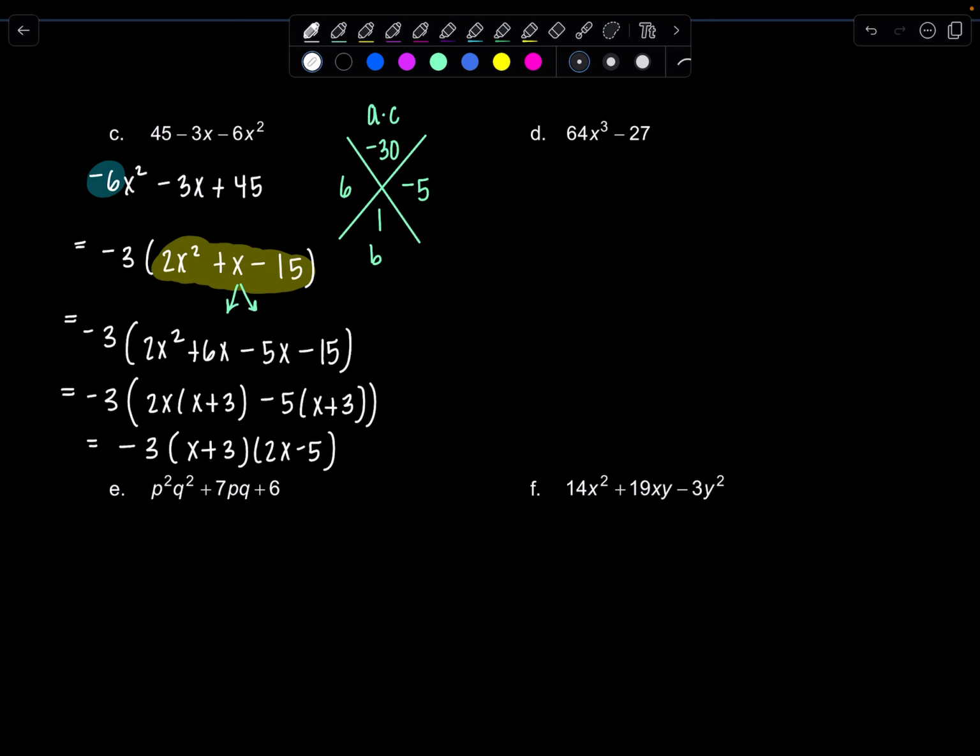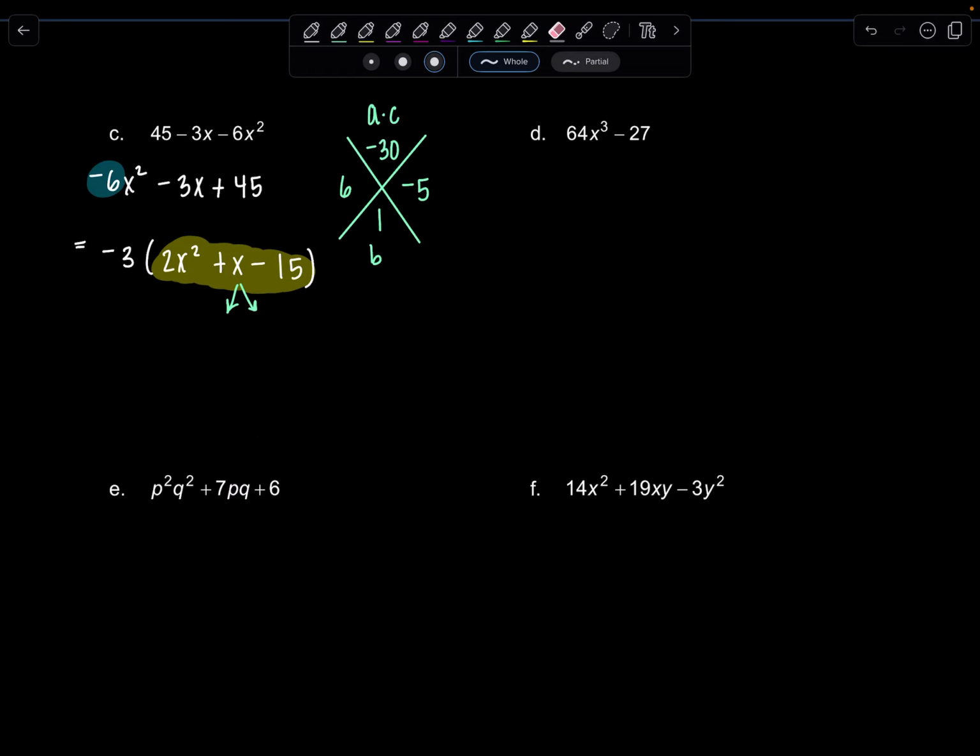Now, honestly, me personally, for a problem like this, I wouldn't do the AC method. I don't think it's necessary. I think guess and check works just fine. So I'm going to erase this and show you kind of how I think through it in my head, because guess and check is so efficient with time.